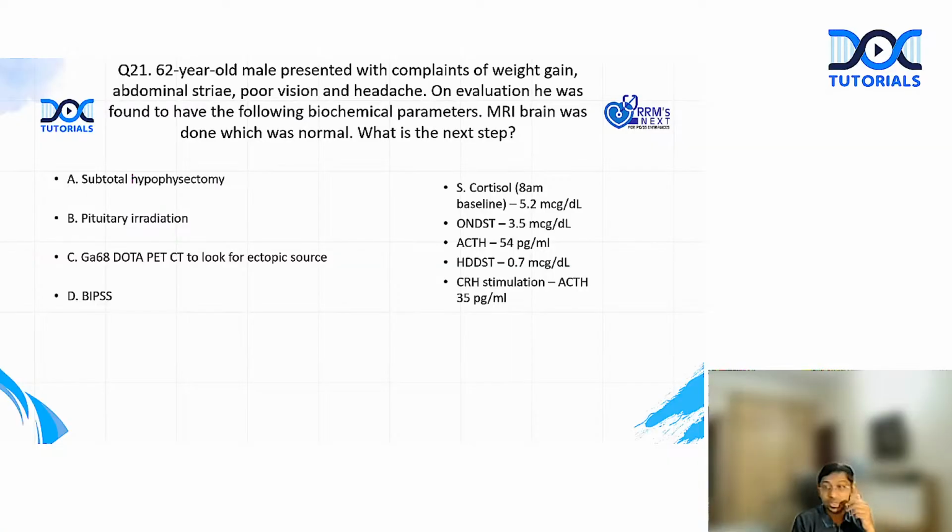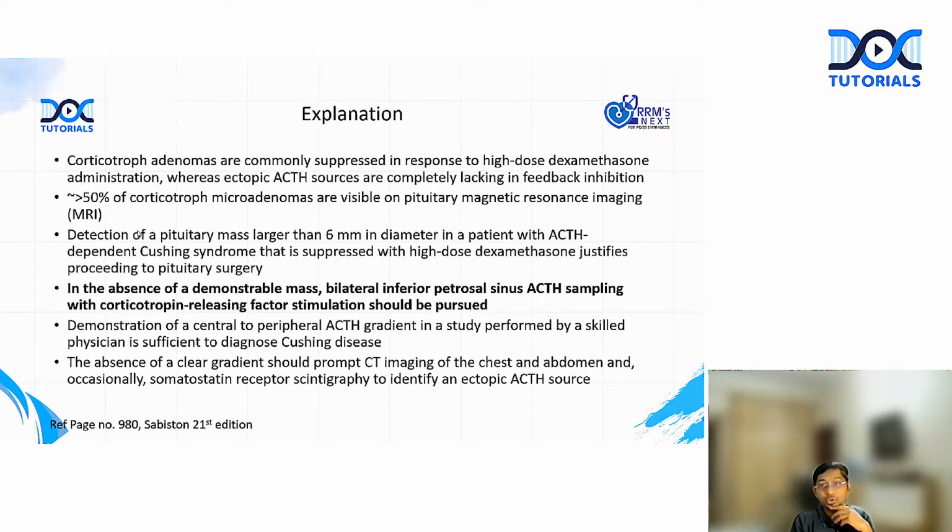So as I already mentioned, corticotrophic adenomas, that is basically the Cushing's disease, will definitely have suppression in response to HDDST, whereas ectopic ACTH will not have that. And remember, if you have a pituitary mass that is more than 6 mm with biochemical ACTH dependent Cushing syndrome, then you can proceed for surgery. However, if you don't have a demonstrable mass on the MRI, then the next step will be to do a bilateral inferior petrosal sinus sampling.